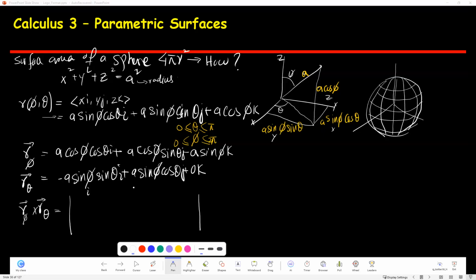And here I'm going to be substituting into the cross product of the two vectors, number 1 equation, number 2 equation. It's going to be A cos phi cos theta, A cos phi sine theta, and then minus A sine phi. The lower one, which is the theta equation: minus A sine phi sine theta, then A sine phi cos theta, and then 0.